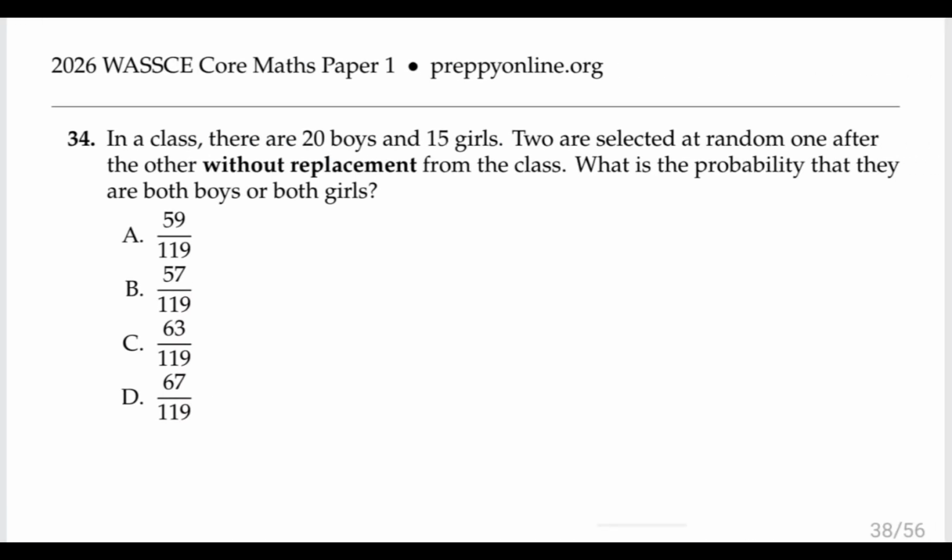Question 34. In a class, there are 20 boys and 15 girls. Two are selected at random, one after the other, without replacement from the class. What is the probability that they are both boys or both girls? So we have 20 boys, 20B, and 15 girls, 15G. And we are selecting two of them at random without replacement. Without replacement means that when you select somebody, you don't put him back in the class. So let's draw some dots for the boys and girls in the class.